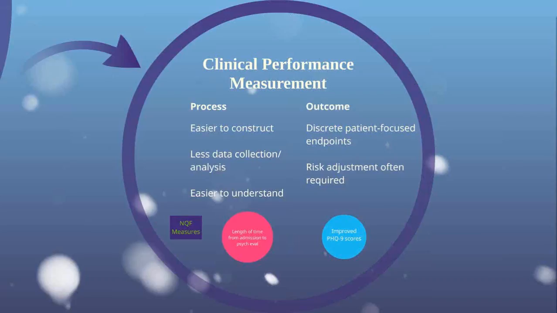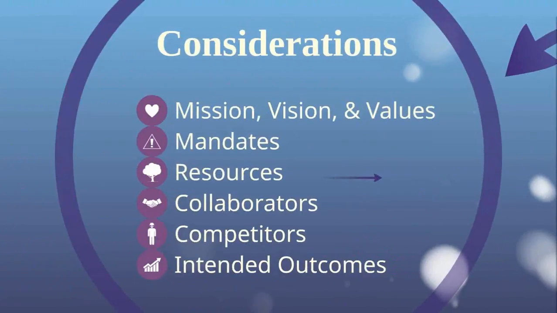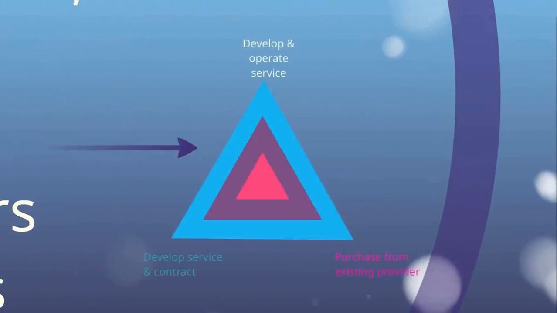I want to bounce back. There was one piece that we skipped over just briefly over here. All of these considerations are going to help you to make a decision as to what you want to do in the crisis residential service that you provide. And so we identified 3 options. You could develop and operate the service entirely on your own. You could develop the service and contract with a provider to provide the service, or you could purchase from an existing provider. It really depends on what the culture or the standard is where you work as to what extent of services that you would provide.